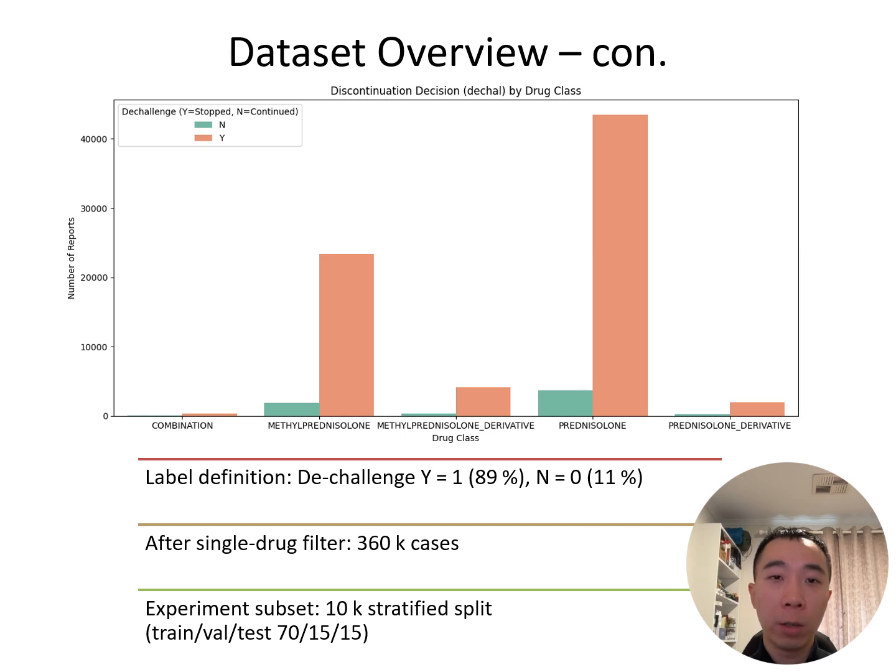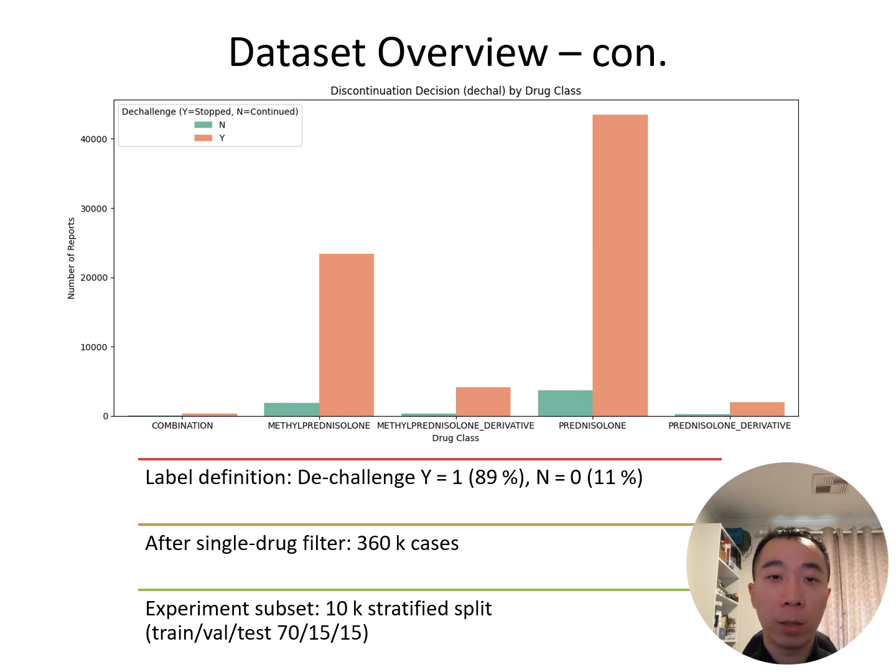For labeling, we define the dechallenge flag as follows. A value of Y means the drug was stopped and symptoms improved. This is a positive class and the label is 1. N means no dechallenge or symptoms did not improve. This is the negative class and the label is 0. About 89% of cases fell into the positive class.